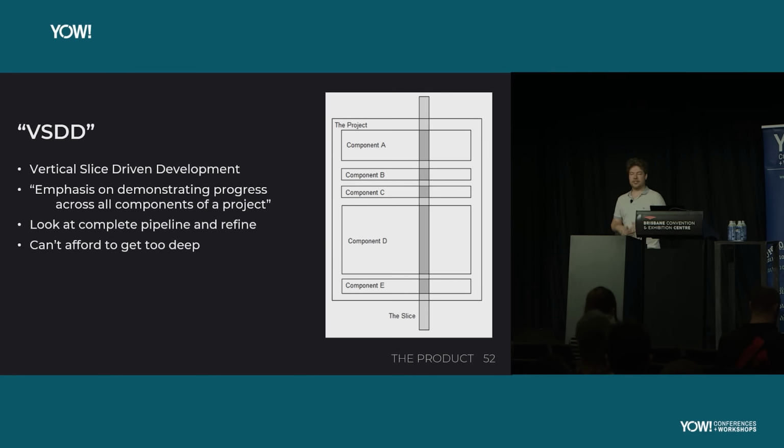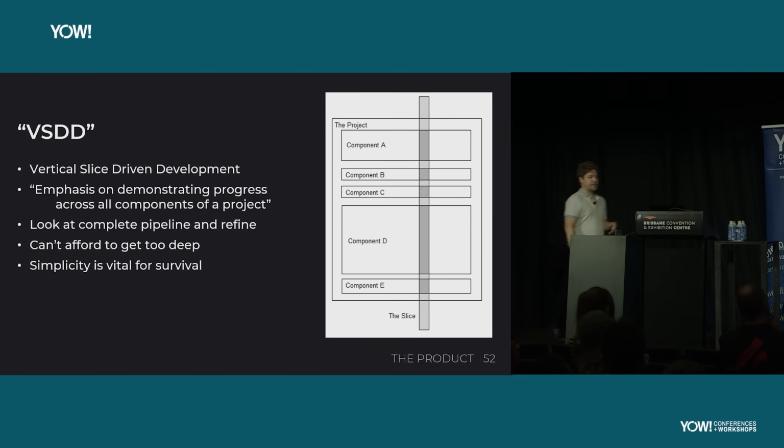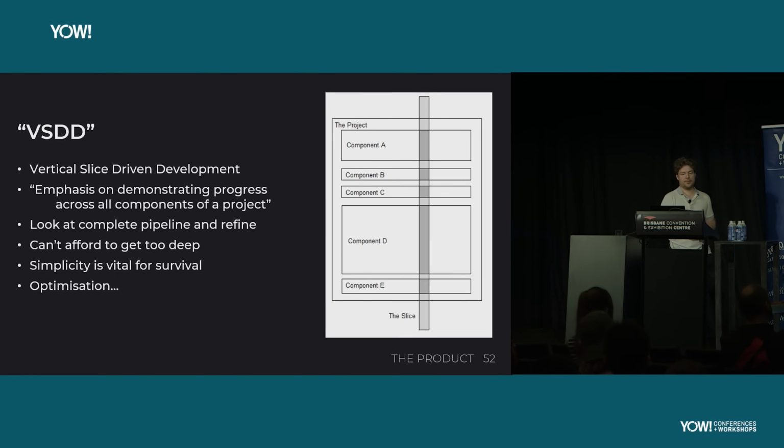And you really can't afford to get too deep, so I like to also compare this to breadth first programming instead of depth first. Instead of going really deep into certain things, let's just keep it simple, let's just get everything working, and then of course we can go back and add complexity where necessary. So simplicity is obviously very vital for survival when you're trying to make stuff yourself, and it's really important to keep it that way. And what about optimization though?